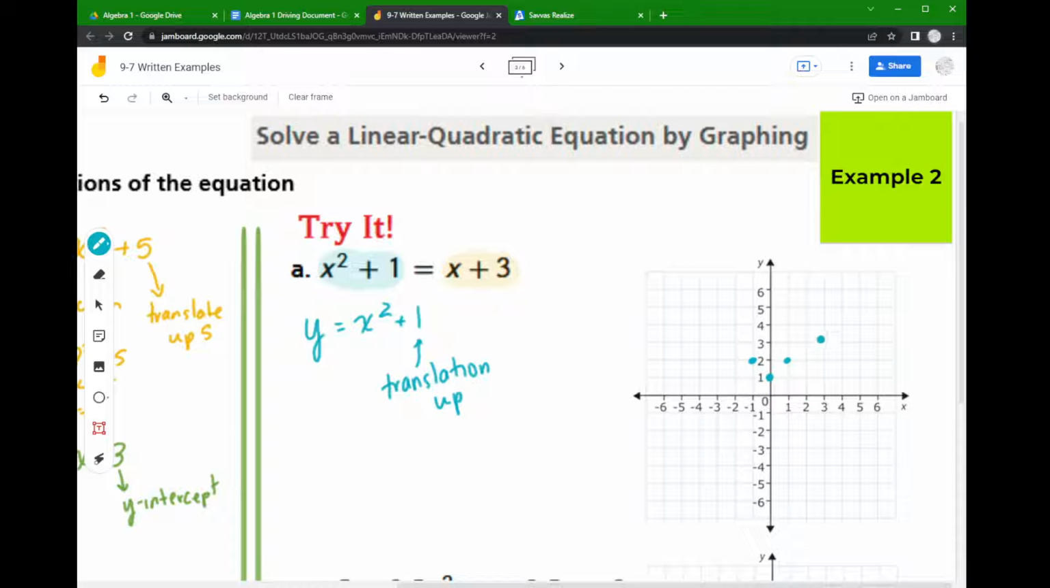Then normally our next point would be at 2, 4, so if I scoot that up 1, I go to 2, 5. And there is our not well drawn parabola. Oh, it was almost good.